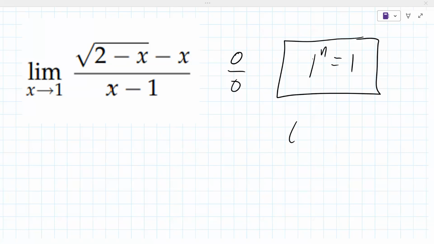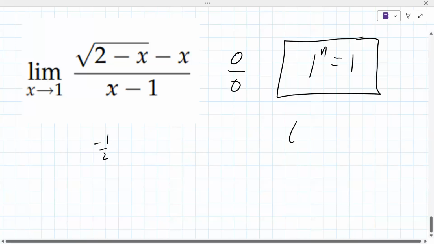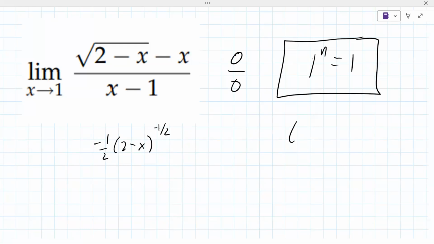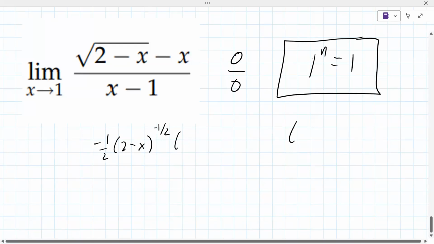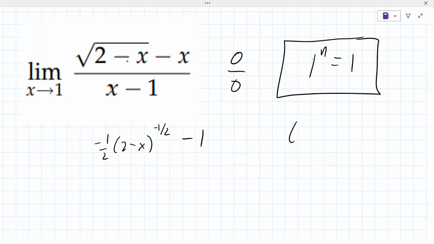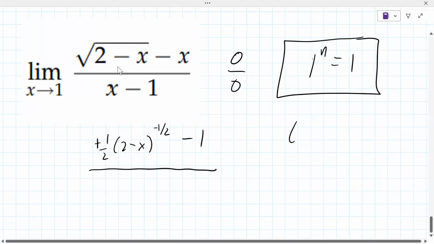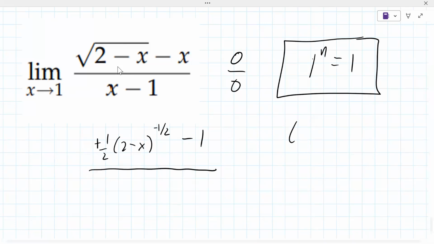Okay, so when I plug in, oh wait, my derivative is -1/2 times 2 minus x to the power of -1/2. Anything else? Minus 1. Oh, so there's the chain rule for the inside function. Yeah, and then the -1. So this becomes plus because the derivative of minus x on the inside is -1, all over 1. So now you can try one again.